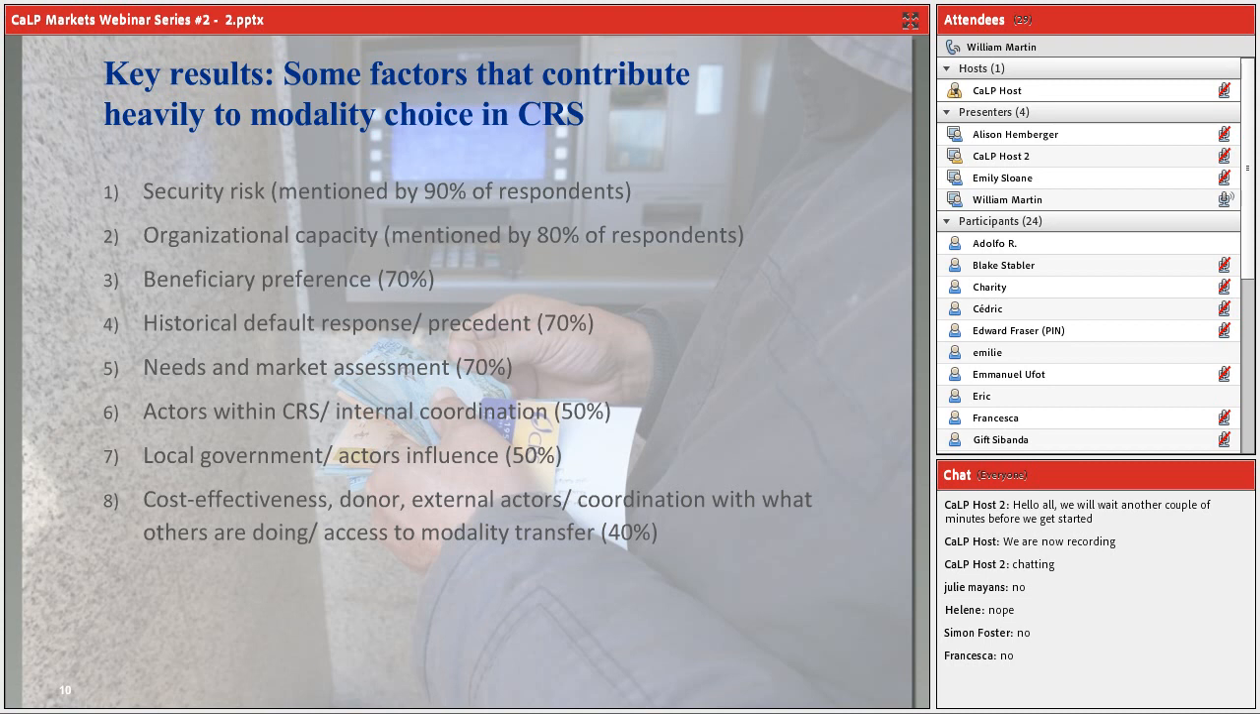And another one is the historical default response. It's very easy for people to use the response they used in the past. Whatever the result of the response analysis in a given context, they tend to come back to what they did before.